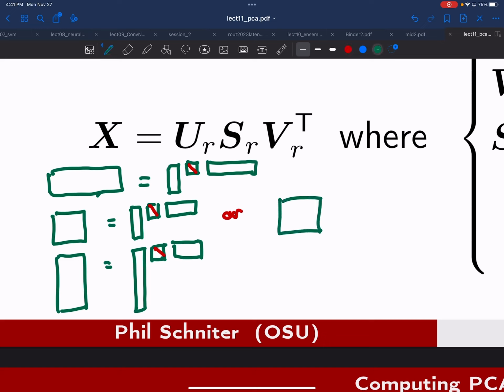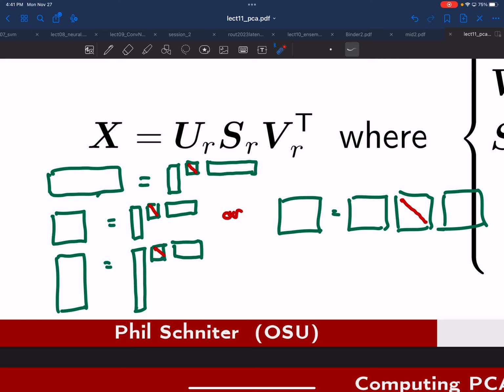Here's another case where you have a square, square, square, square. So here, this is a full rank matrix, so all of these will be non-zero. And so this has to match this dimension, and this has to match this dimension. So this is the full rank case.